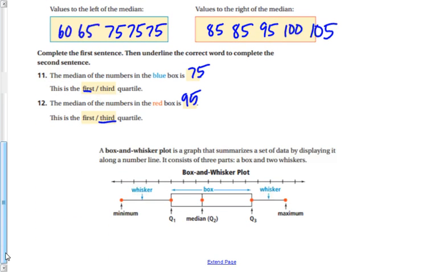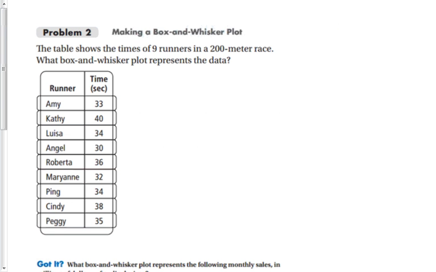All right, a box and whisker plot is a graph that uses the 5-number summary and displays it on a number line. It has 3 parts: a box and 2 whiskers. The whiskers represent the extreme values, and the box represents the more normal set of the data. All right, we're going to go ahead and make one of those here. First thing we need to do is put these numbers in order from least to greatest and find the 5-number summary.